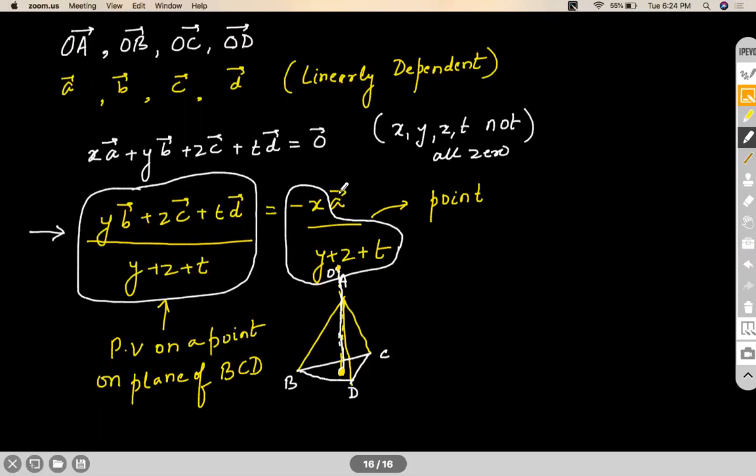Why am I saying minus? Because you are reversing the direction actually. Is this fine? Okay.